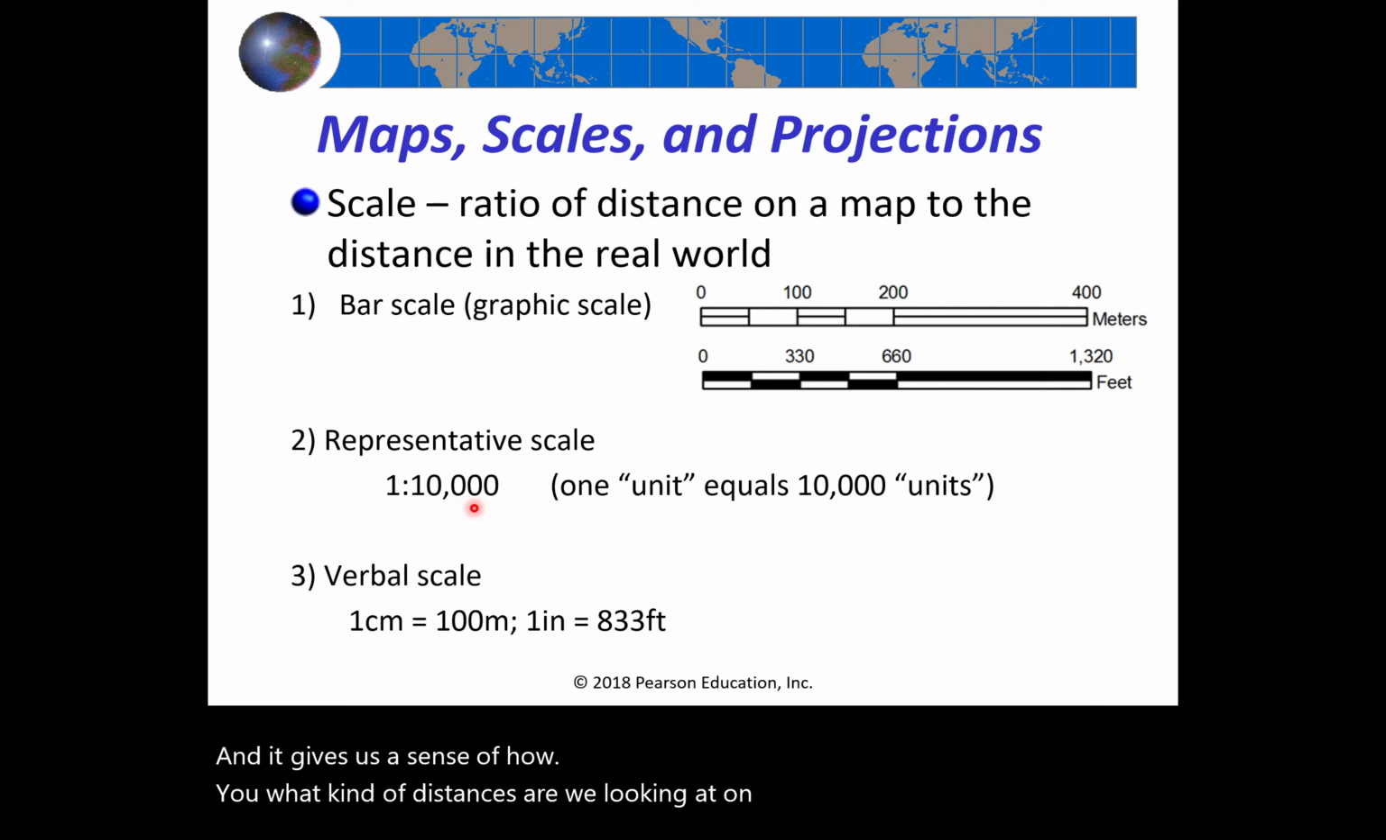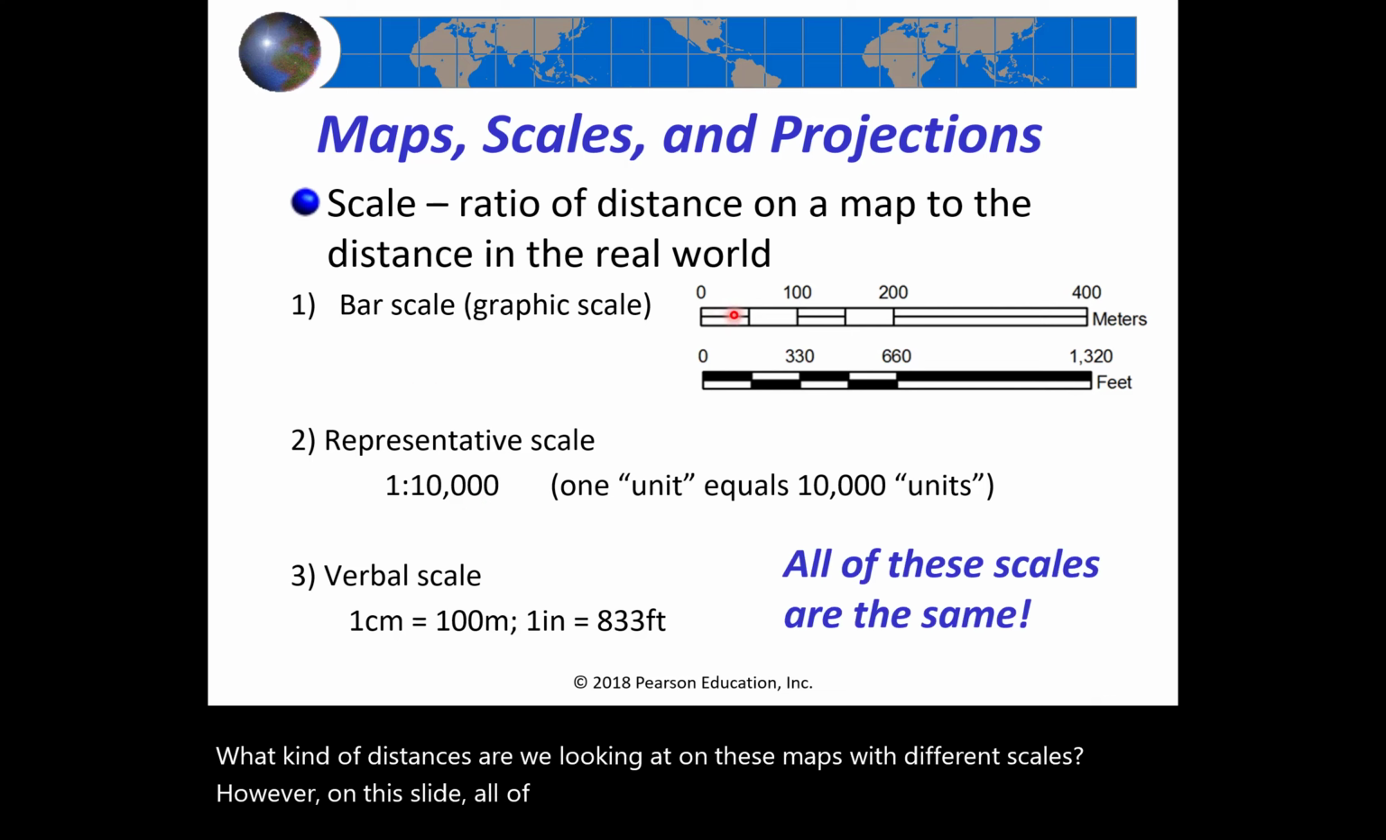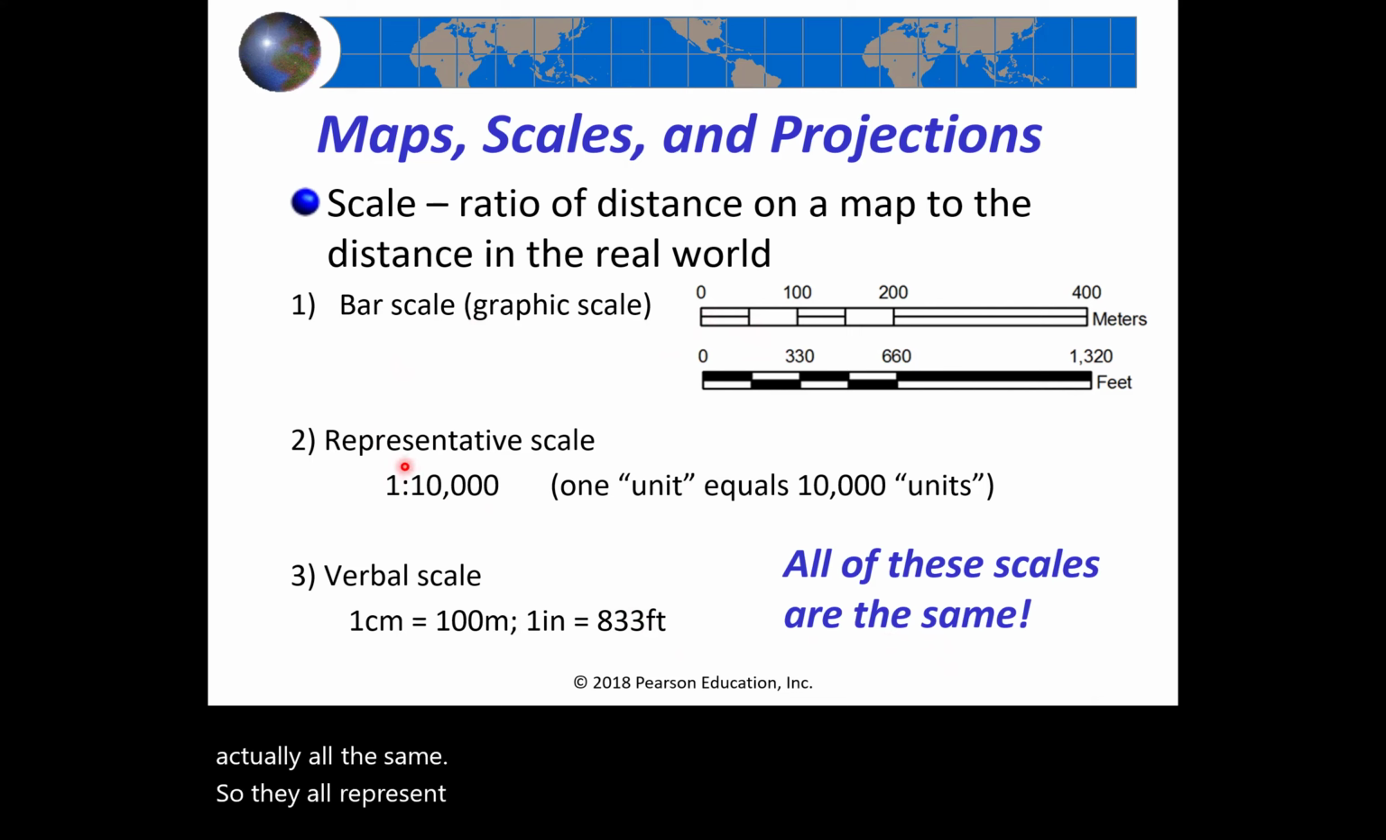It gives us a sense of what kind of distances we are looking at on these maps with different scales. However, on this slide, all of the scales that I've listed and drawn here are actually all the same. So they all represent the same thing. Here, 1 centimeter equals 100 meters. That's 10,000 centimeters, 100 meters. Or 1 inch equals 10,000 inches, which is about 833 feet.